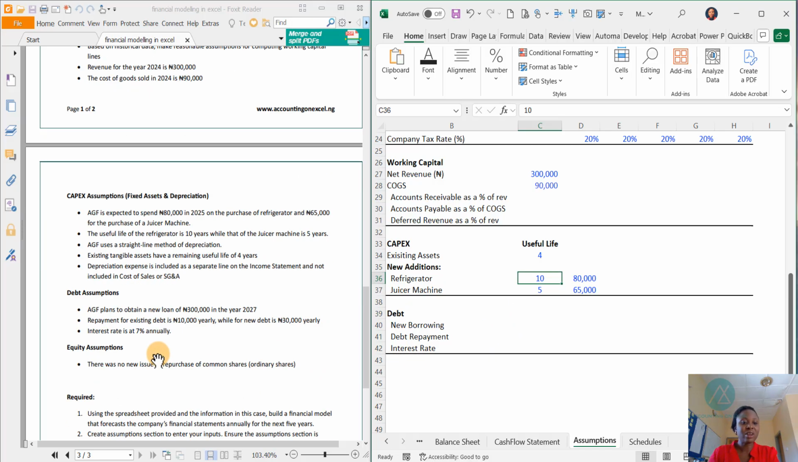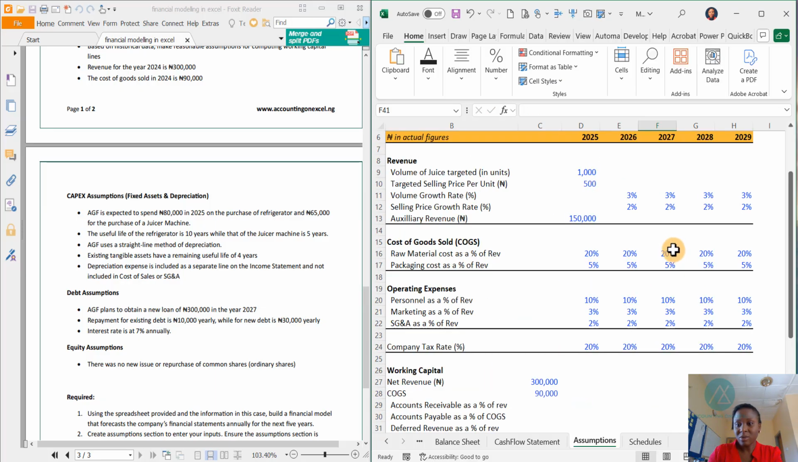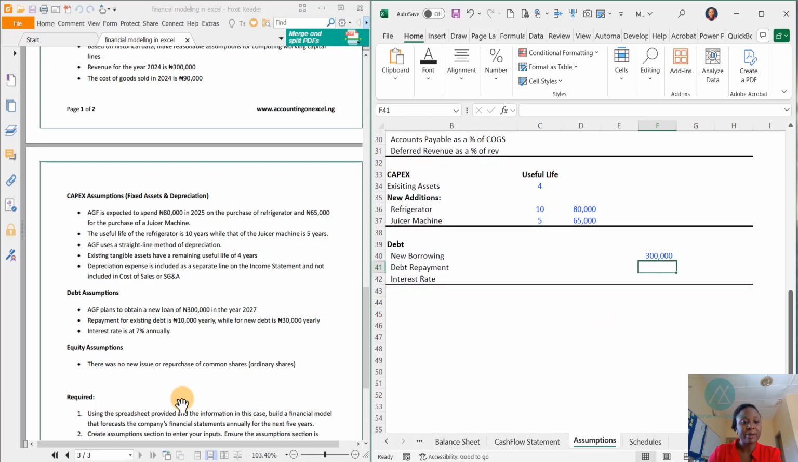The next assumption is debt assumption. It says AGF plans to obtain a new loan of 300,000 in 2027. So new loan in 2027, that's column F. So this is 300,000. I believe this is column F, yeah, 2027.